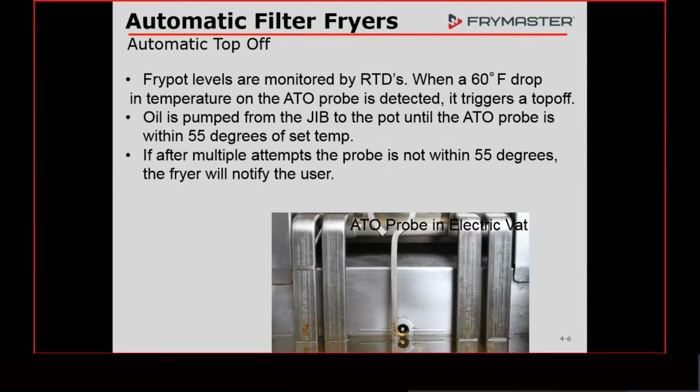The ATO system is going to open the return valve, the same valve that opens up and allows the oil to come back whenever you're filtering. I'll show you that here in a second. That valve is going to open up, and the ATO pump is going to come on. The ATO pump is an 11-gallon per hour pump. It's very gradual. We don't want a lot of cold oil gushing into this fryer because it's going to make the fryer go into low temp.